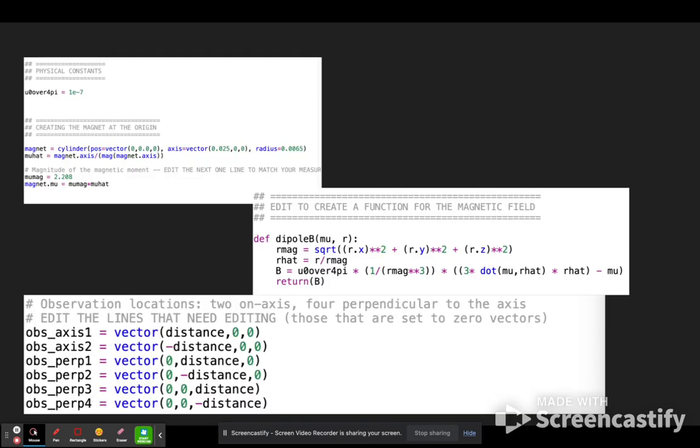Here's the GlowScript Python coding section. We established physical constants, and we created the magnet at the origin. Then we create a function for the magnetic field created from that magnet. In the bottom section, we are creating certain positions that will eventually be used to read the magnetic field at these positions.